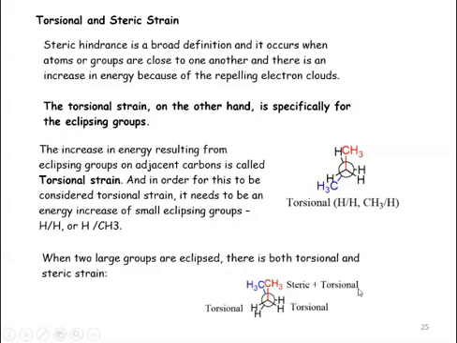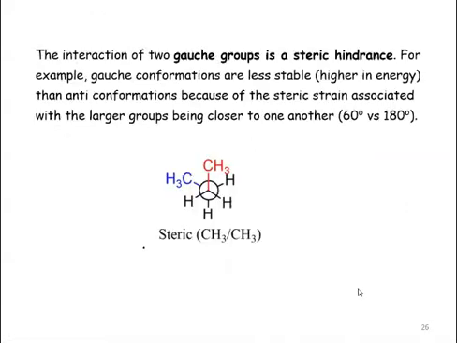I wish the concept of torsional and steric strain is clear. The interaction of two gauche groups is a steric hindrance. Here, you see. Now let us take the example. Here, the gauche conformations are less stable, or they are associated with higher energy, as compared to the anti-conformations.